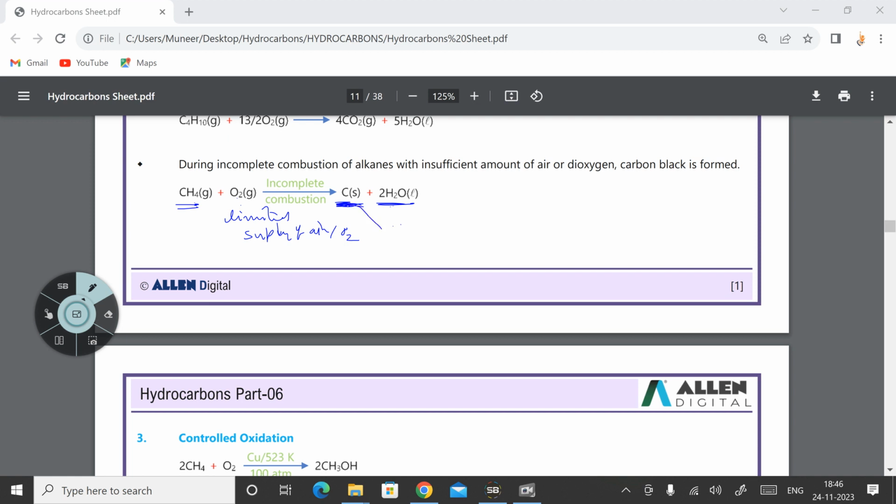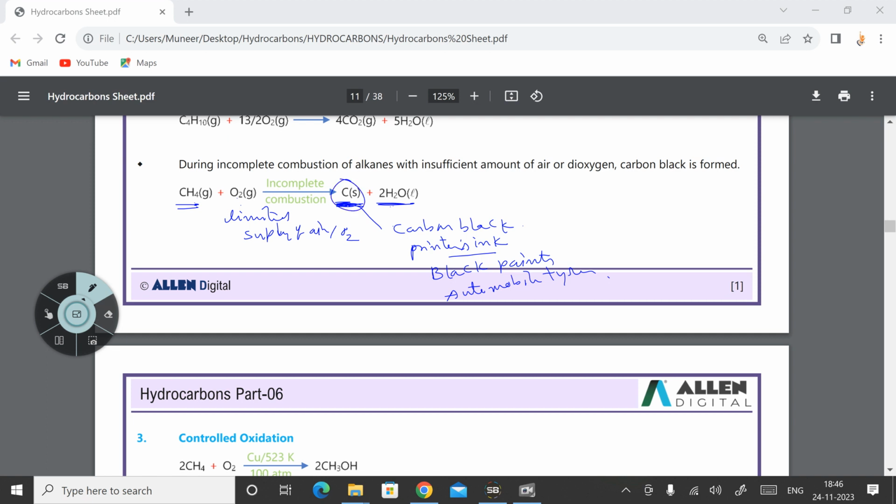Here this carbon is called carbon black. This carbon black is used in printer's ink, the ink used for printing newspapers, and in black paints, and in making automobile tires, etc.